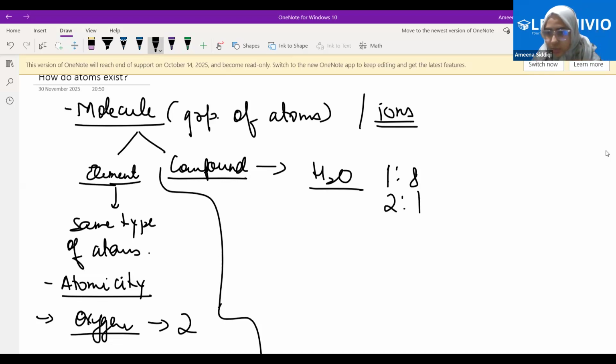If we change this ratio of number of atoms, will it be water? No. This is H2O2, hydrogen peroxide, which is completely different from water. So for compounds, the ratio by number of atoms is fixed, and the ratio by mass is also fixed. Different elements combining together in a fixed proportion give us the compound.